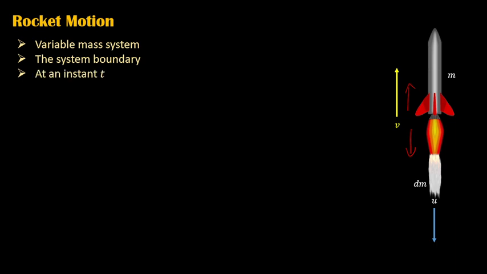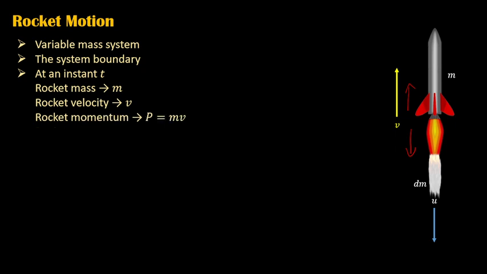So at an instant t, suppose the rocket has mass m. Now the mass of the rocket m is actually the mass of the fuel and the rest of the body. At the moment t, suppose the velocity of the rocket is v and the rocket momentum is mv.